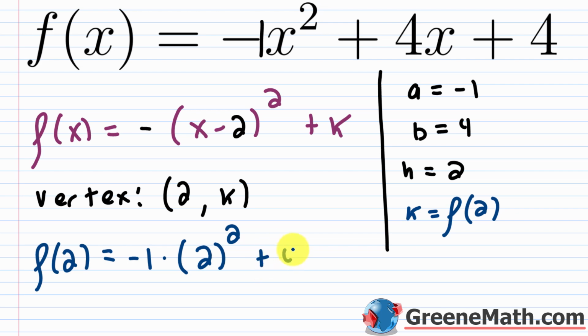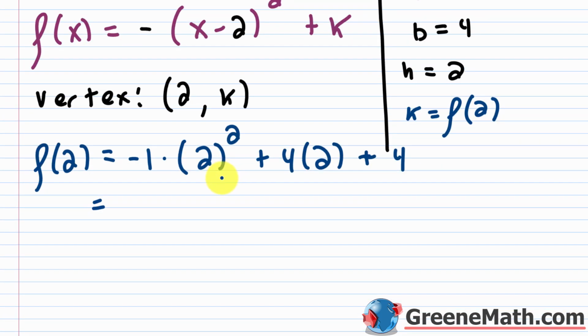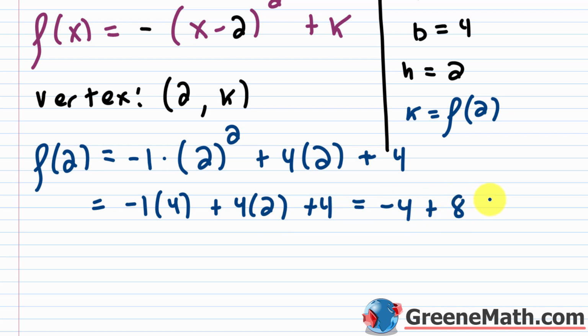So then we have plus 4 times 2, and then you have plus 4. And so this is going to be equal to, again, 2 squared is done first. That's 4. So let me write negative 1 times 4 like that, and then plus 4 times 2, and then plus 4. And this equals negative 1 times 4 is negative 4, and then plus 4 times 2 is 8, and then plus your 4.